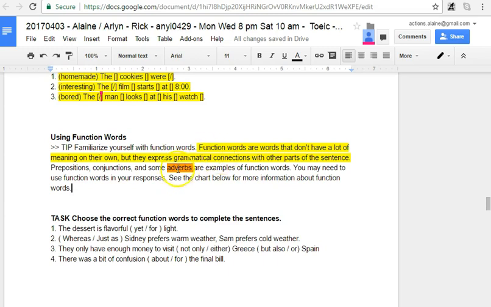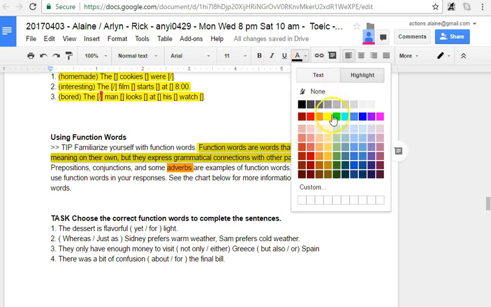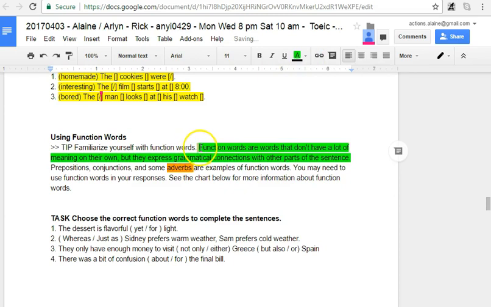So again, I just would like to know how you pronounce this word. Adverb. Adverbs. Okay, adverb. Don't forget to enunciate the last words of the sentence, because it will have a big effect on the thought itself.